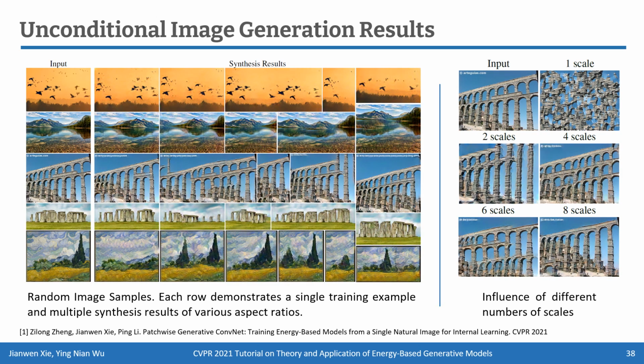The left figure displays some results of unconditioned image generation. Each row demonstrates a single training example and multiple synthesis results of various aspect ratios. The framework is able to generate realistic images with arbitrary size and aspect ratios by sampling from the learned distribution that captures different scales of internal statistical properties of patches within the input image. The right figure shows the influence of the number of scales that we use in the model.